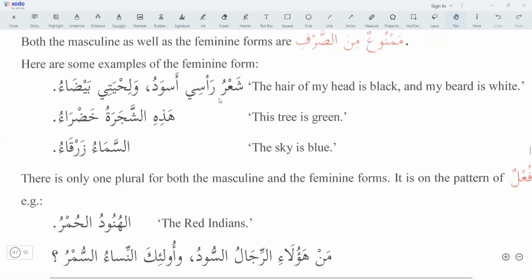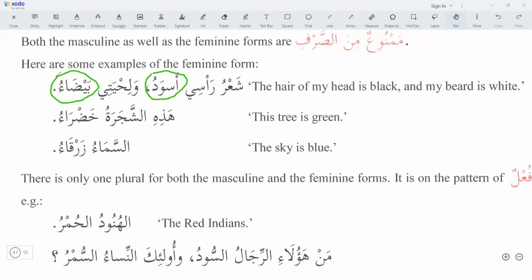Sha'ru ra'asi aswadu. The hairs of my head is black. So aswadu is masculine, feminine. Walihiyati bayda'u, and my beard is white. Lihatun is feminine, so we will use its feminine form bayda'u.